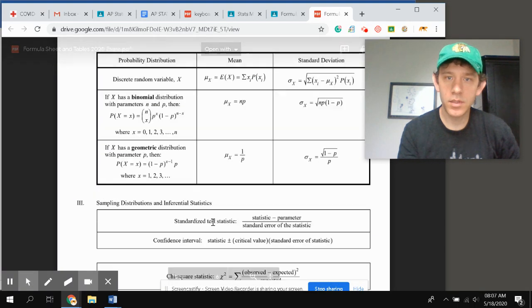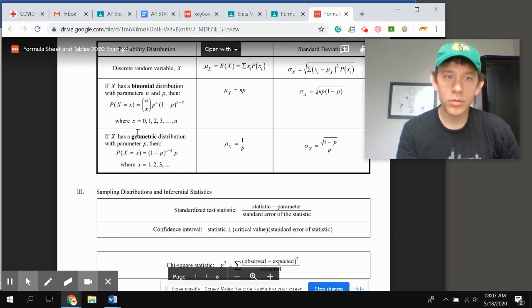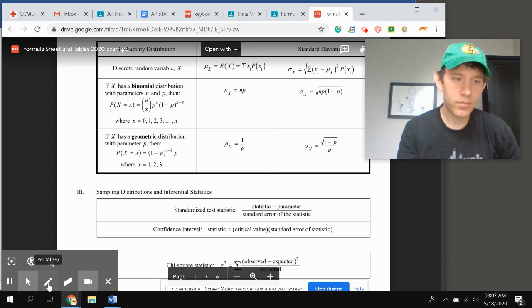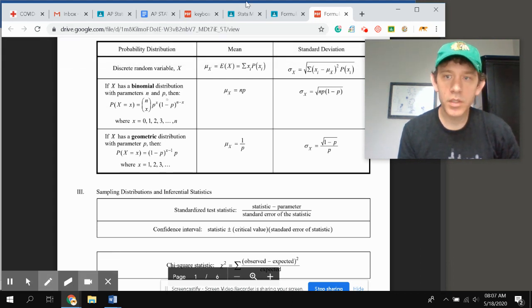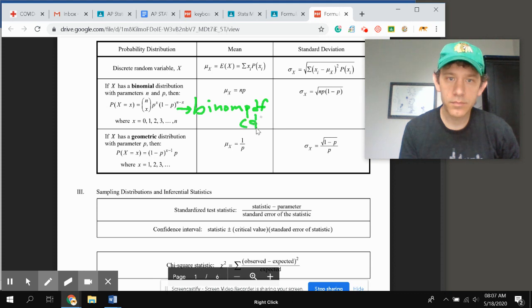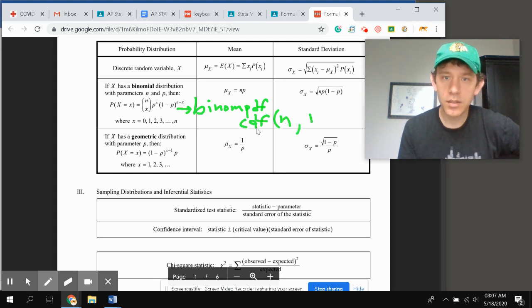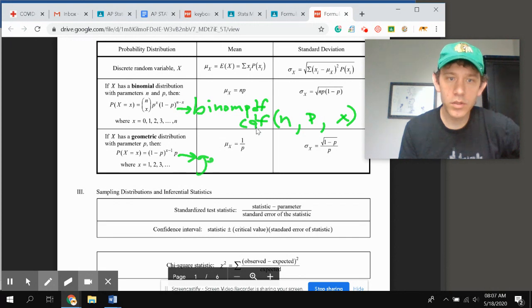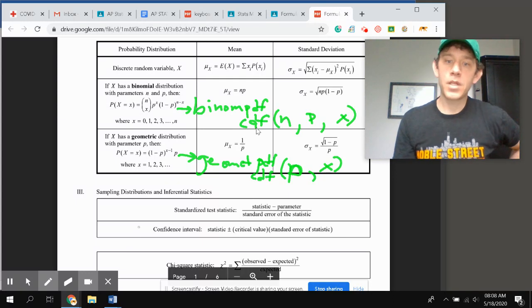Here are your binomial and geometric. If you were looking at this, you would see this formula. We used binompdf or binomcdf. And then we talked about the things you needed to know: the n, the p, and the x, and you would label that. Same with this. You could do this by hand, or you could use geometpdf or geometcdf, and this one has just the p, no n, and the x. That was what we did in the calculator.